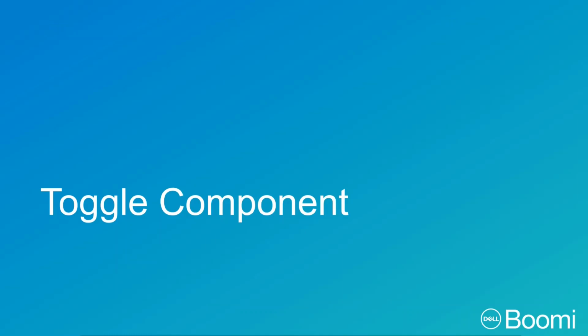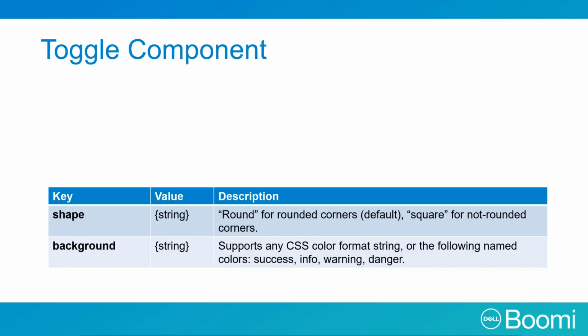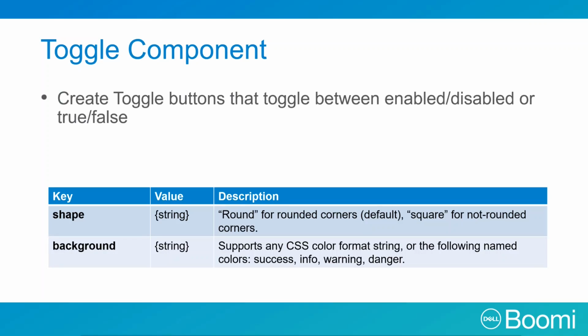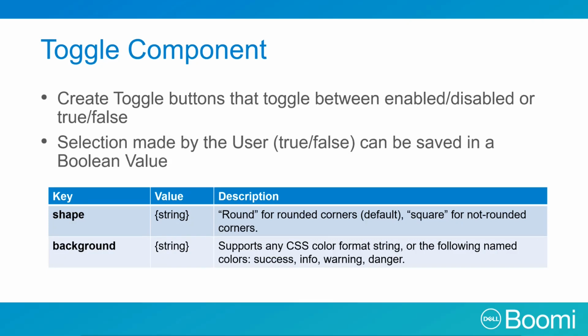In this section, we will speak about the toggle component and how it can be used within Boomi Flow. The toggle component is used to create a toggle button or switch that essentially can toggle between enabled or disabled, or true or false. The selection made by the user of true or false can be saved in a Boolean value. The attributes for the toggle component are also shown here. We will discuss these attributes and how they can be set more in later trainings.